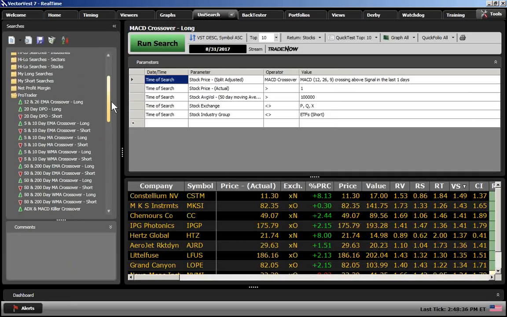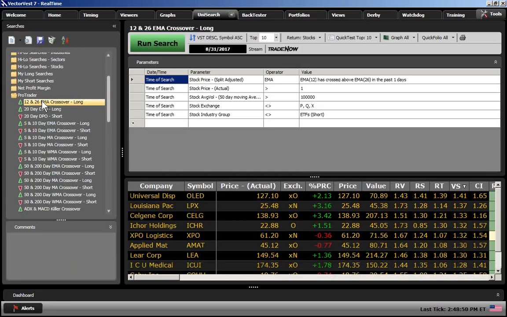Remember we were looking at MACD? Well, the MACD looks at the difference between a 12 and a 26 exponential moving average and a 9-day moving average. How about looking at the 12 and the 26? So, let's try this one. The 8 and 20 did better. How about the 12 and the 26? EMA 12 crossing above the 26 in the past 1 day.